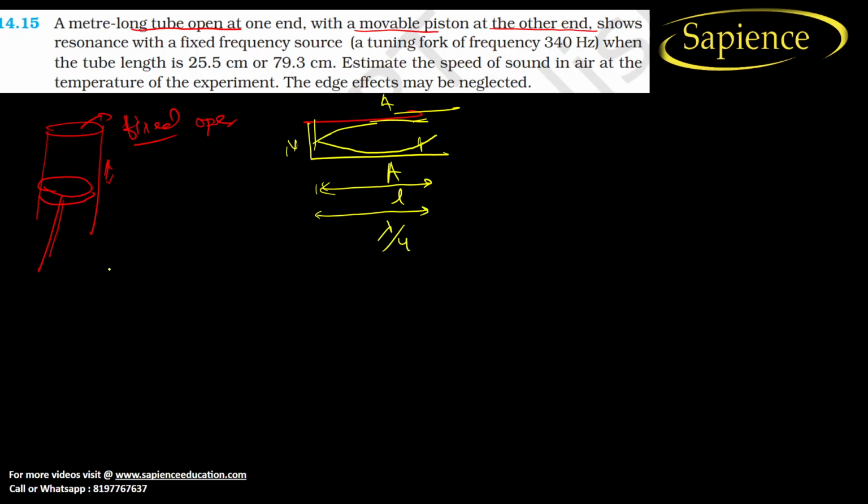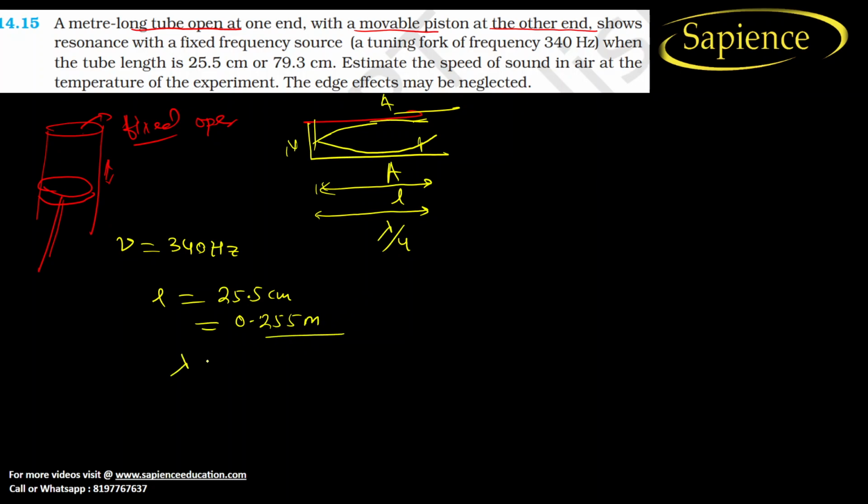Now what they have given is the frequency, equal to 340 hertz, and the length of the pipe, which we will consider as 25.5 centimeter. So this will be 0.255 meter. Okay, so we have got the length.